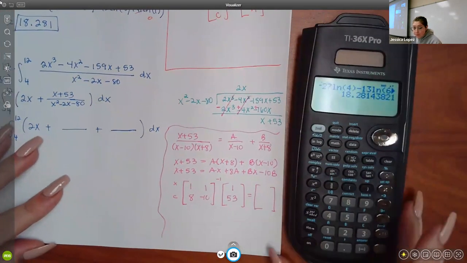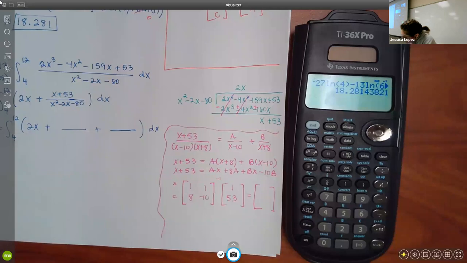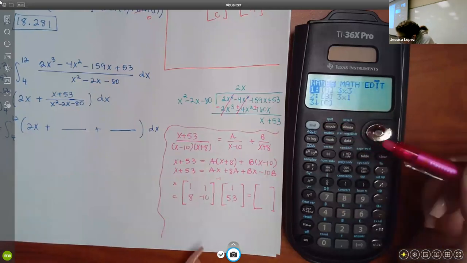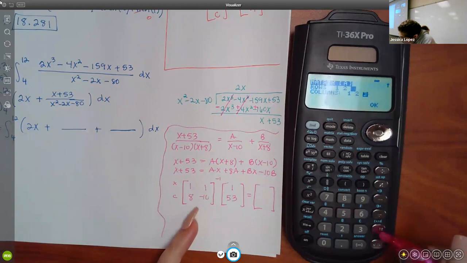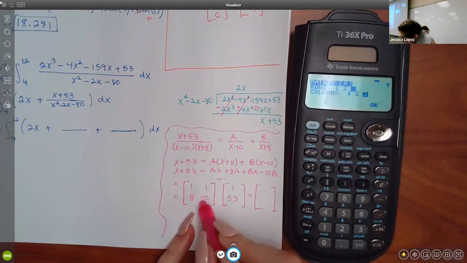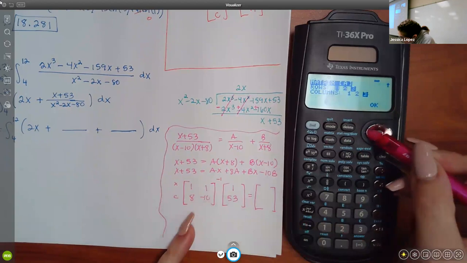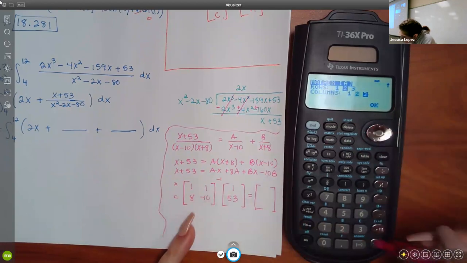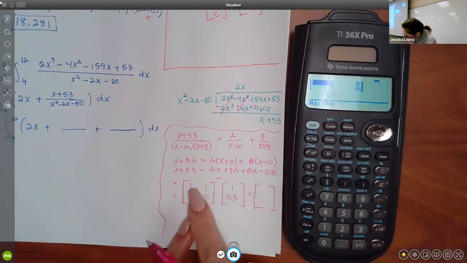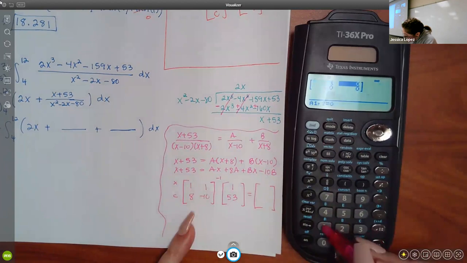We'll come over here and try to put that all in there. So we're going to do second matrix, and I'm going to go to edit, and I'm going to edit A, but it's only got two rows and two columns. So we'll have to go highlight two. And it should look like this when you put in the template, right? So one, enter, eight, enter, negative 10.